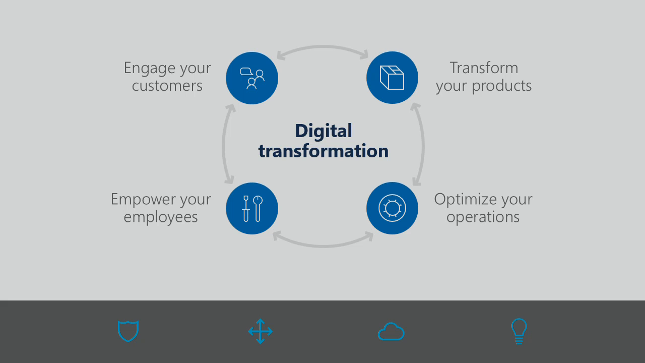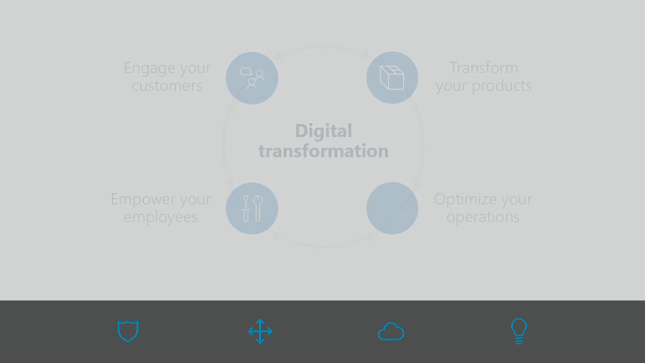The way we see our customers work with their customers, our partners and our customers work on enabling their digital transformation by utilizing some of the key aspects: engaging their customers, empowering their employees, optimizing their operations, and finally transforming their own product lines.